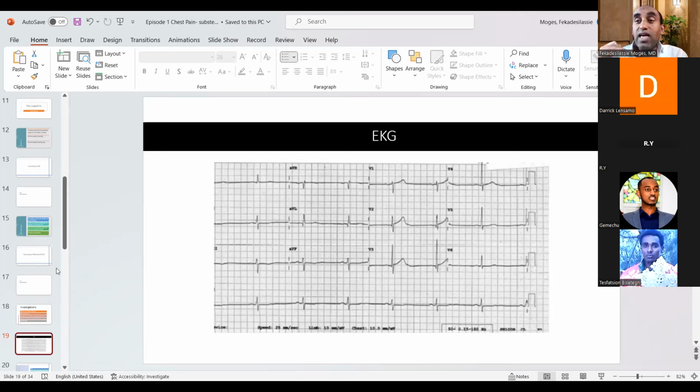So the question is, are we dealing with something above unstable angina? Are you dealing with unstable angina, a STEMI, or an NSTEMI? It's not a STEMI because there is no ST segment elevation in this case. So STEMI is out. So which one are we dealing with, an NSTEMI or unstable angina?